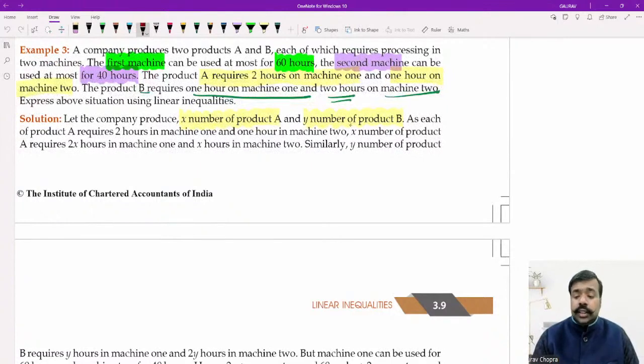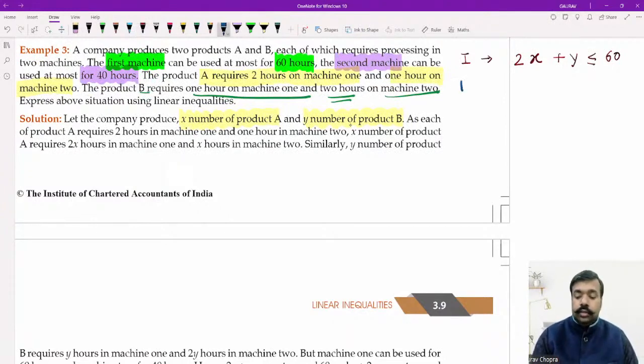So the limitation is about the first machine and the second machine. Let us see about the first machine. A requires 2 hours on machine 1. So 2 hours, and for A, it is X units. B requires 1 hour on machine 1. So we can write 2x plus y. And since the maximum time is 60 hours, it will be less than or equal to 60.